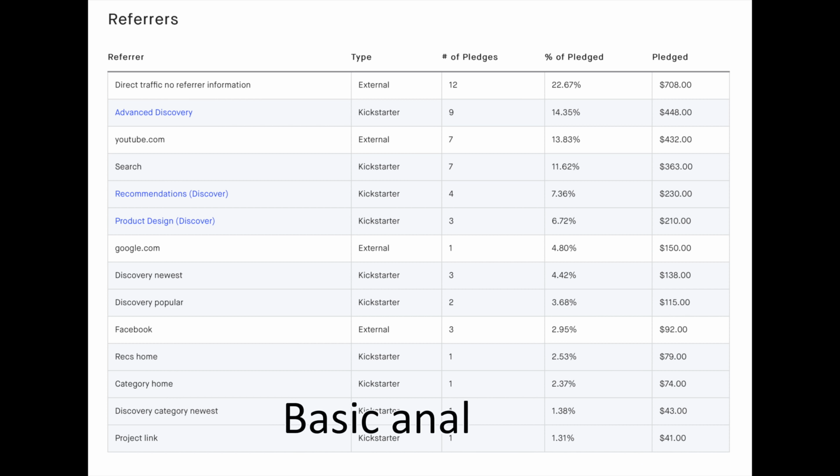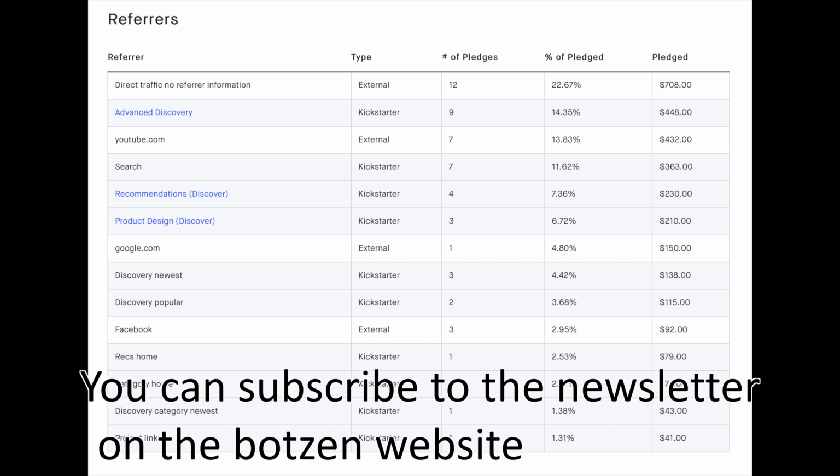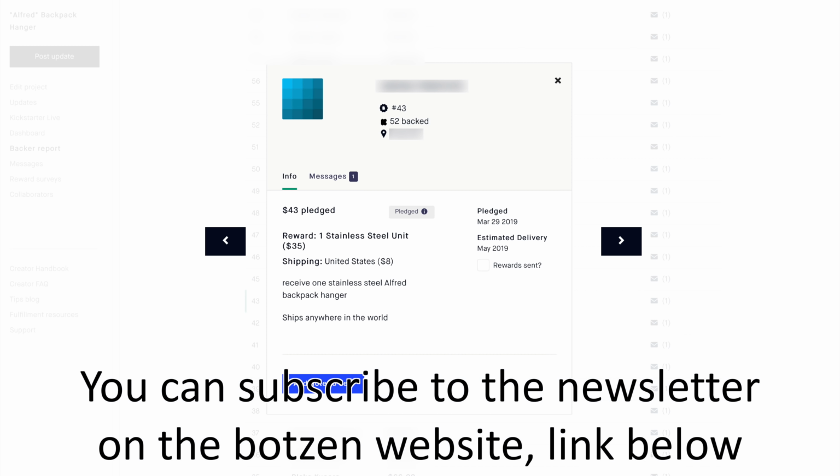Let's take a look at some of the basic analytics. This shows me where the clicks come from for the backers that I have. You can see that a lot of them are external, and that also comes from a newsletter that I have that has about 1,000 people on it. And so that drove some backers as well.